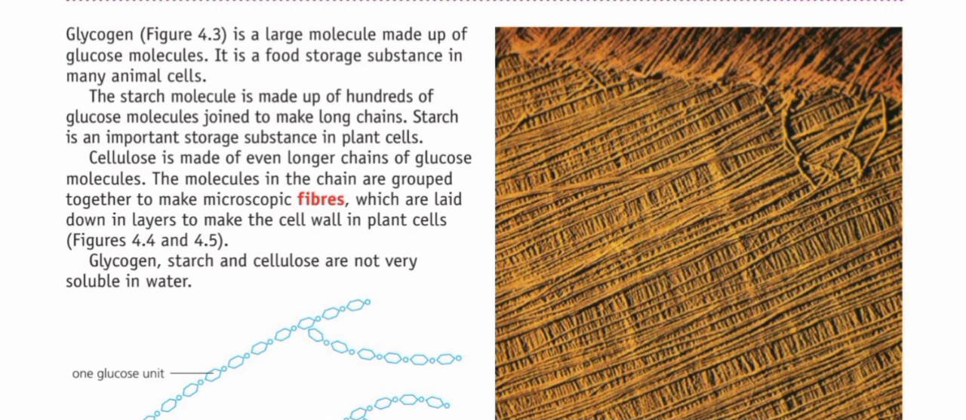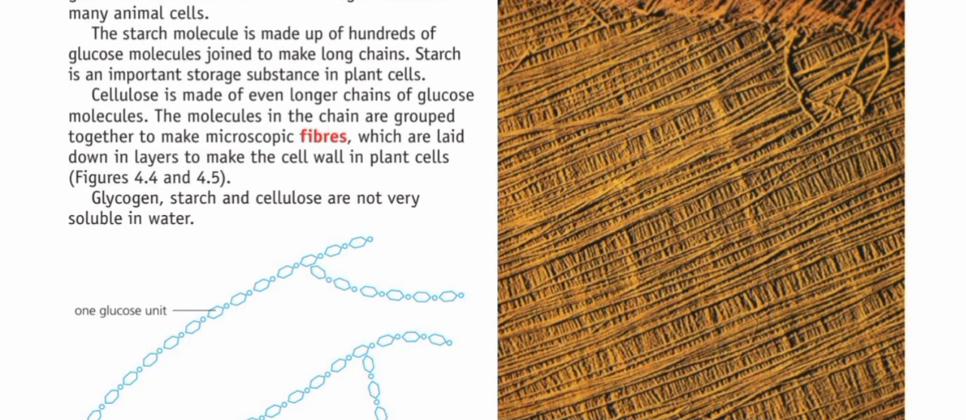Let's discuss a very important point, that is about the solubility of polysaccharides. This book explains that glycogen, starch, and cellulose are not very soluble in water. This property is very useful because storage molecules shouldn't dissolve easily. Structural molecules must remain strong and stable.